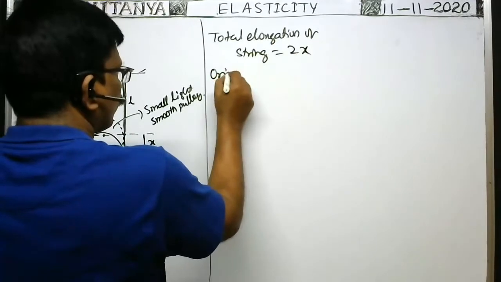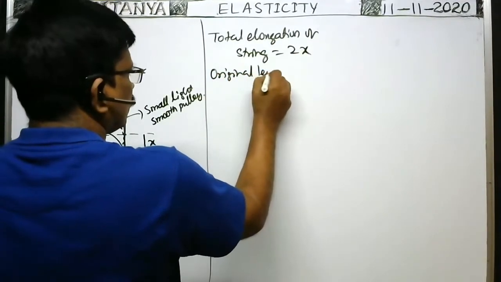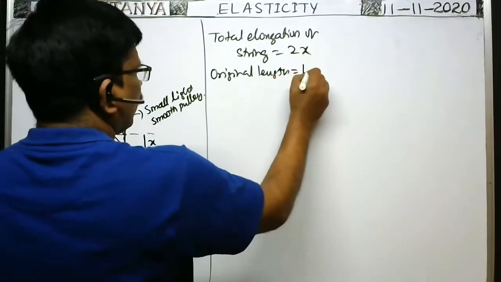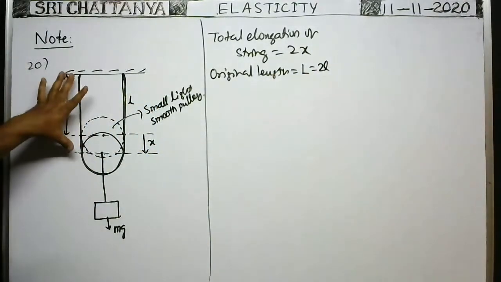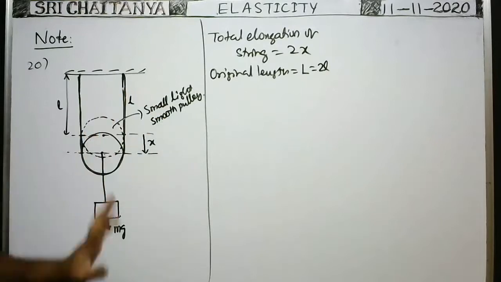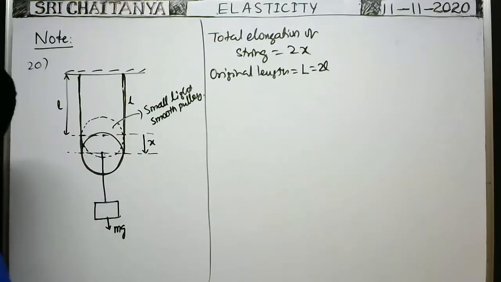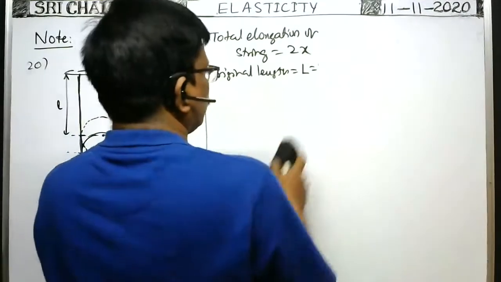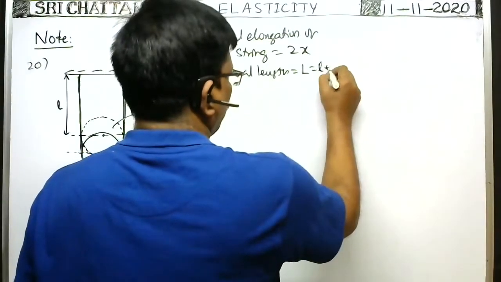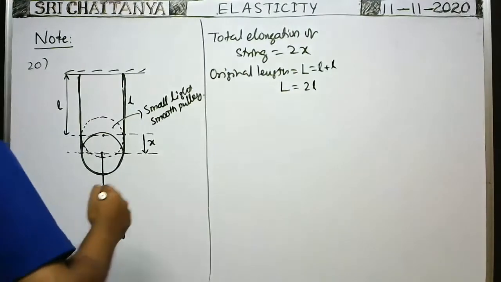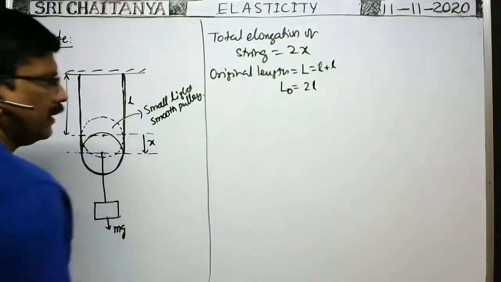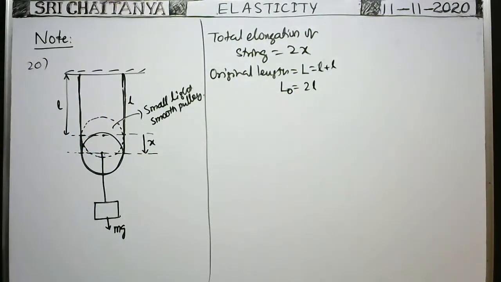Original length of the string, capital L, we can write as 2L. Original length of the string is L plus L, 2L. We write small l, so capital L naught is equal to 2 into small l. That is the original length.